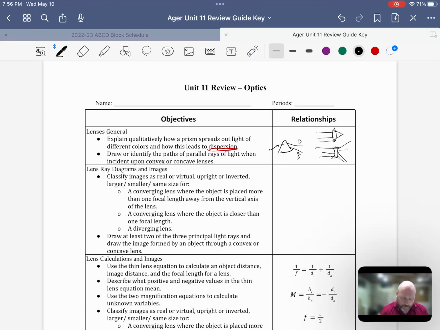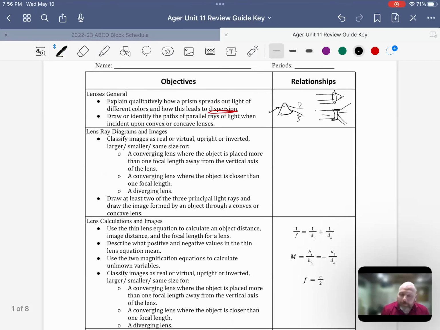Then you want to be able to draw the different rays of light to create the images formed by lenses. You want to be able to draw the lines, at least two. Remember, we did two of the lines: the center ray and the parallel to focal ray. Some of you may have seen the focal ray to parallel ray. It's just the reverse of the parallel ray that we drew.